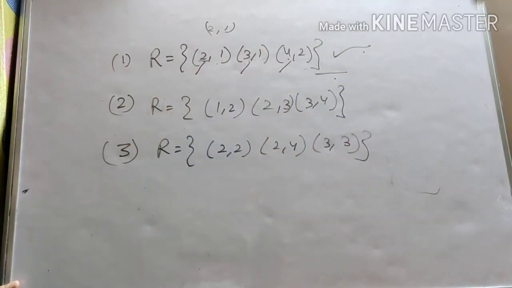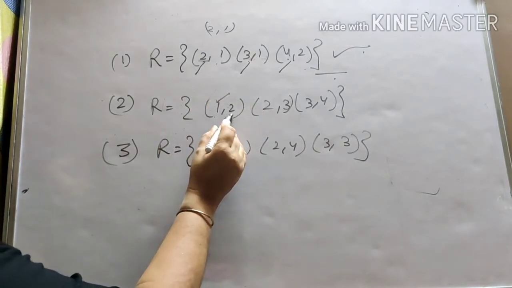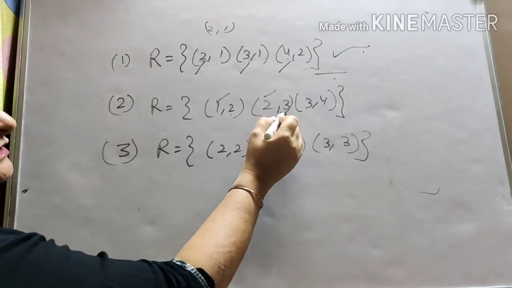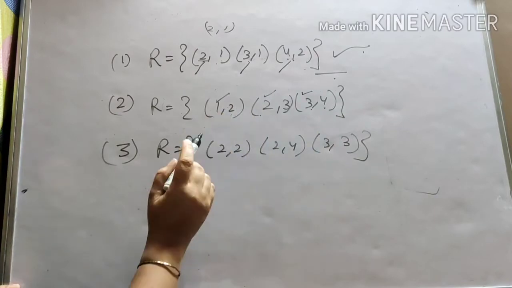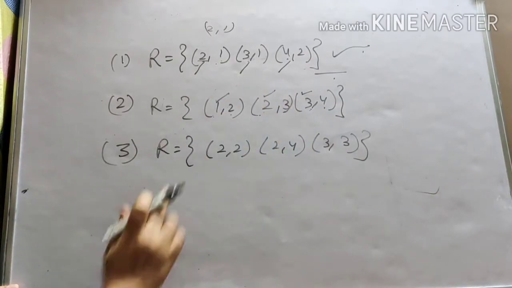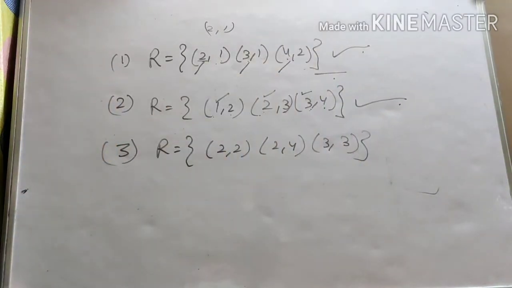Now, second one. Again, element 1 has only one image, that is 2. Element 2 has only one image, that is 3. Element 3 has only one image, that is 4. It means every element of X has a unique image in Y. Therefore, this relation is also a function.